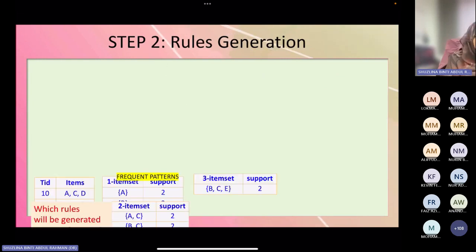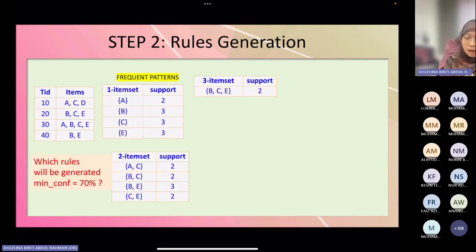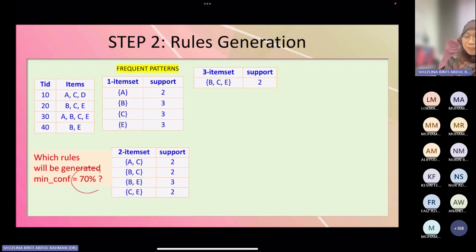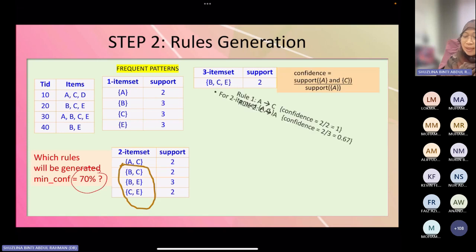So the next step is to generate the rules. Okay, the next step is to get the rules. As I mentioned just now, how do we determine which rules will be generated? We have to make use of another measure that we call the minimum confidence. So let's say the minimum confidence is given as 70%. Let's have a look at how to calculate this.